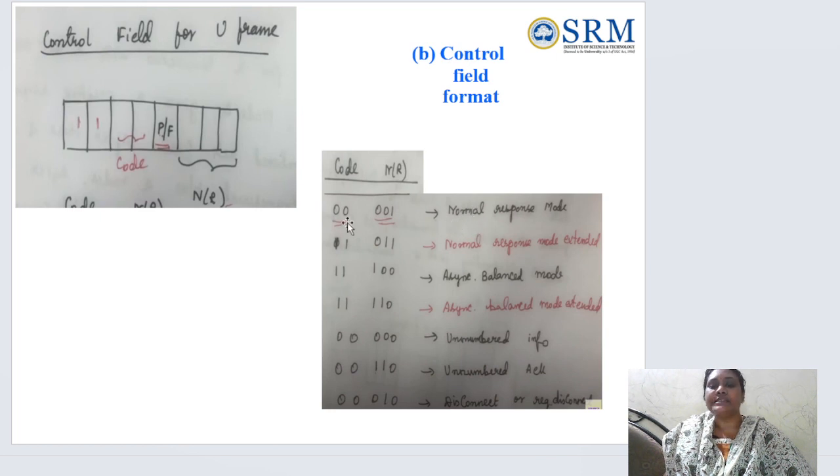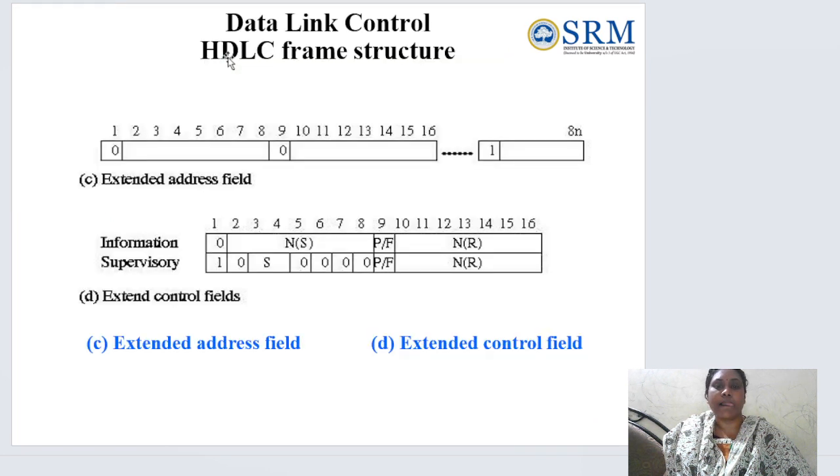Okay, so for example 0 0 0 0 1 means normal response mode, and then 0 1 1 means normal response mode of the extended, and then the asynchronous balanced mode of the extended, and then unnumbered information, unnumbered acknowledgement, disconnection process. So these are also the codes, the information which we are going to focus on in the U frame.